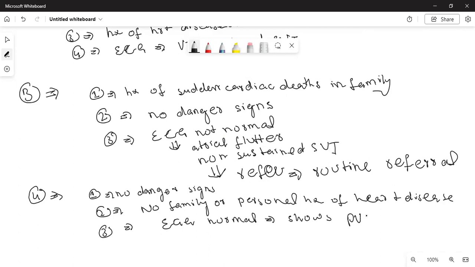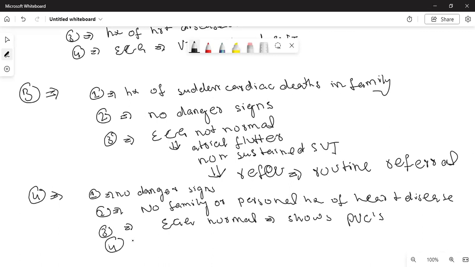premature ventricular contractions. So premature ventricular contractions are when the ventricle contracts before its normal contracting, a little bit before where it is supposed to contract. Okay, so you can find premature ventricular contractions in the ECG, but they are not very sustained. So there is one PVC or maybe two PVC or three PVC in the entire ECG strips, but never more than three. Okay, so the ECG is normal, or it either shows premature ventricular contractions. So no danger sign, no family history or personal history of heart disease. ECG normal or shows premature ventricular contraction.